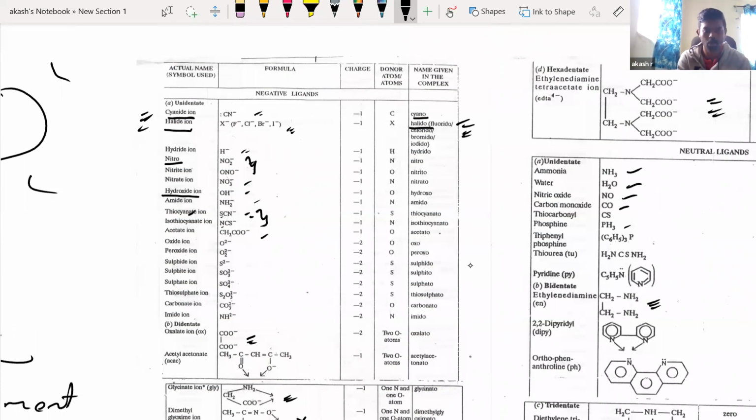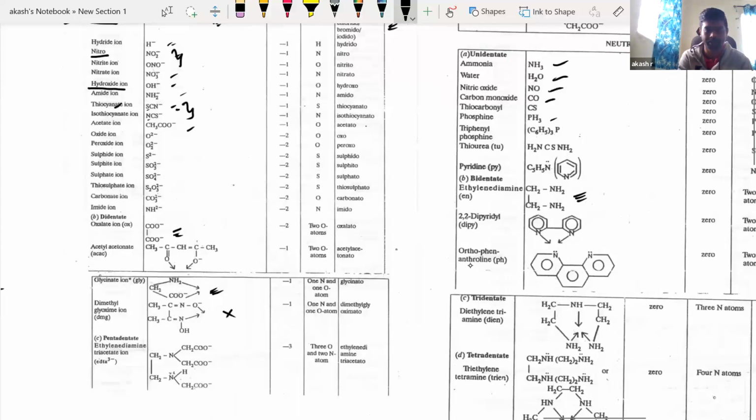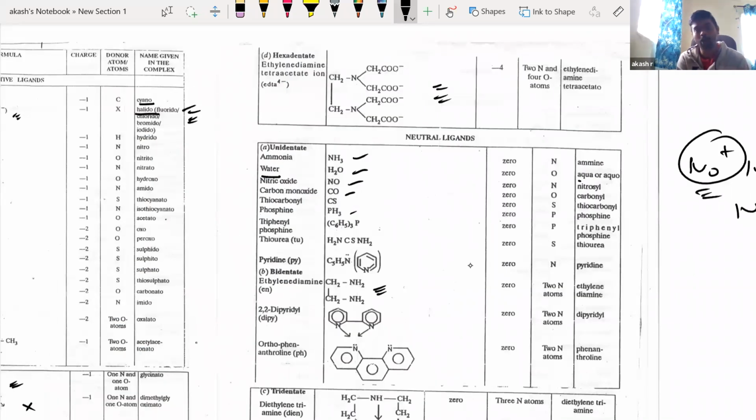We write aqua. Oh no, I'm talking about H2O. H2O I know is water, but look at the name you are going to use: aqua. Ammonia, if I have it, I'm going to use it as amine. So these are all the names you have to remember for the IUPAC name. But that we'll see in a few minutes.